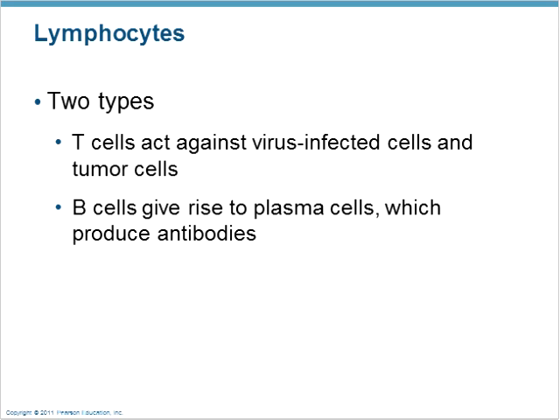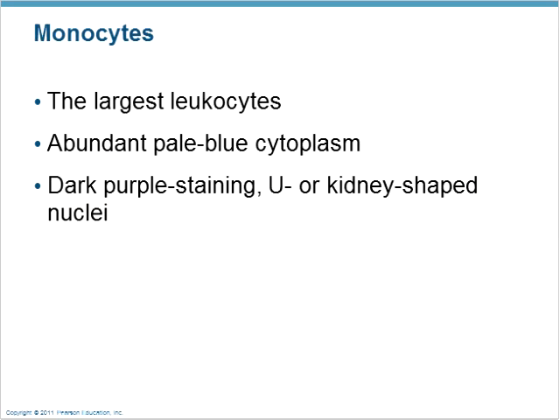We know that there's the T and the B lymphocytes. The T cells act against virus-infected cells primarily and tumor cells, and the B cells give rise to plasma cells and, of course, to memory cells, which produce antibodies. So we know that already.